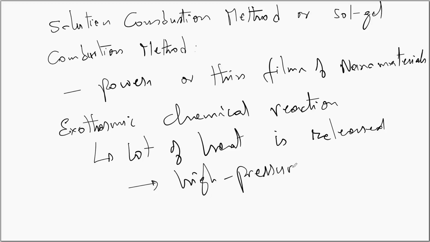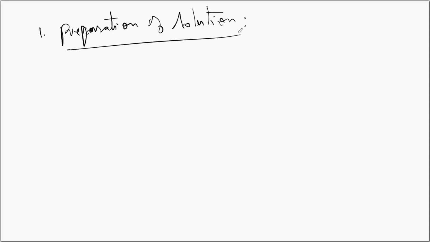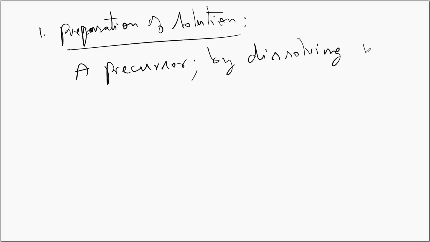Now we shall look at the steps involved in the solution combustion synthesis method. The first step is preparation of solution. A precursor solution is prepared by dissolving the appropriate metal salts or organic compounds in a suitable solvent. So we prepare the solution by dissolving it in an appropriate solvent. The precursor solution usually contains the desired elements needed for the target material.